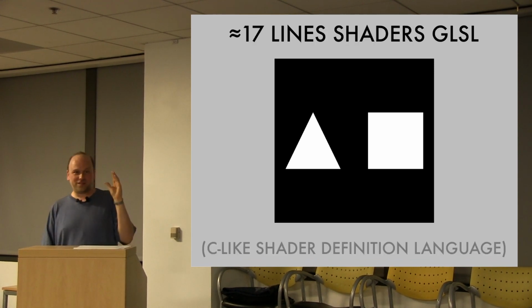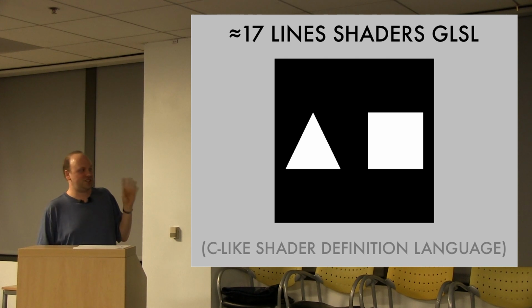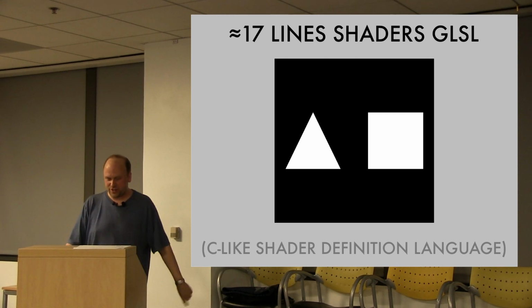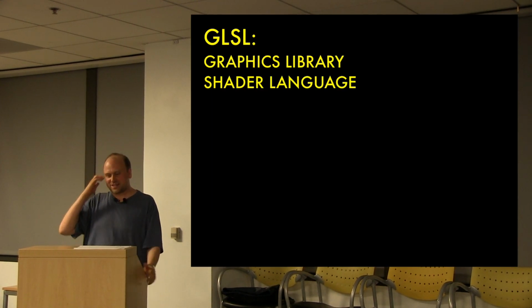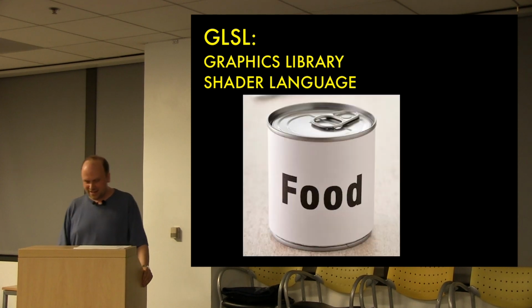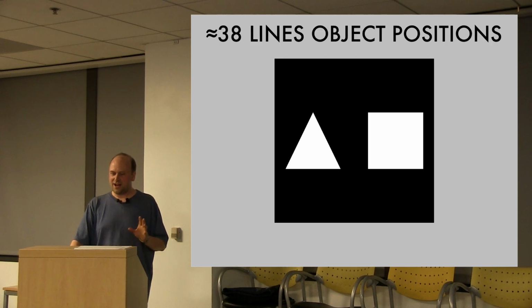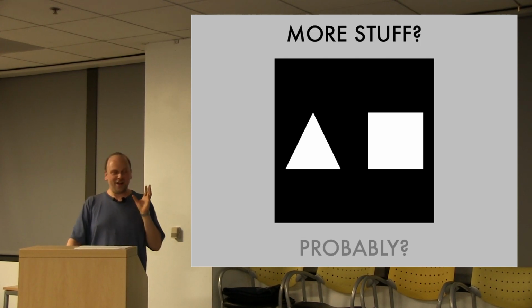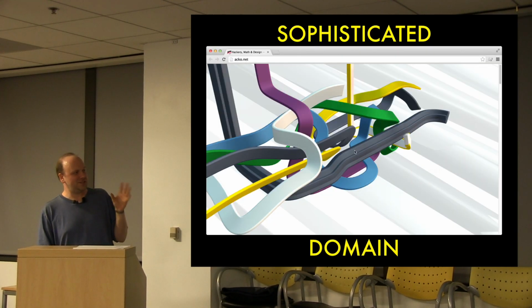In addition to those 58 lines to set up the shaders, there's another 17 lines of GLSL, which is a C-like shader definition language. It stands for Graphics Library Shader Language, which again just seems a bit too generic to me. But enough complaining. The point is, there's a lot of lines of code just to do that stuff.